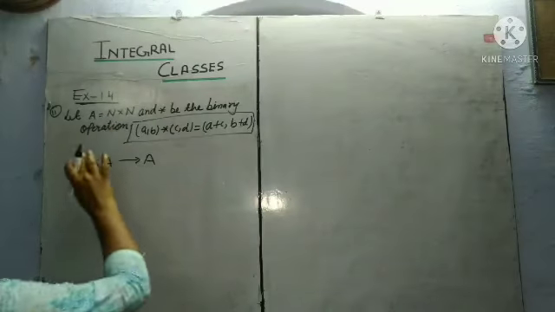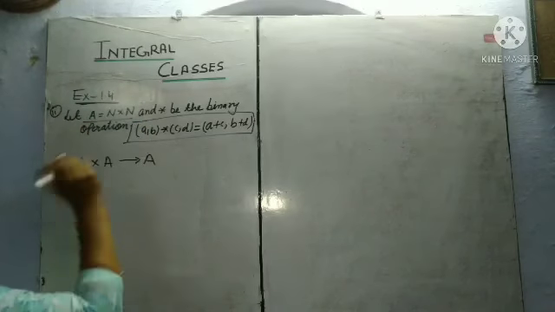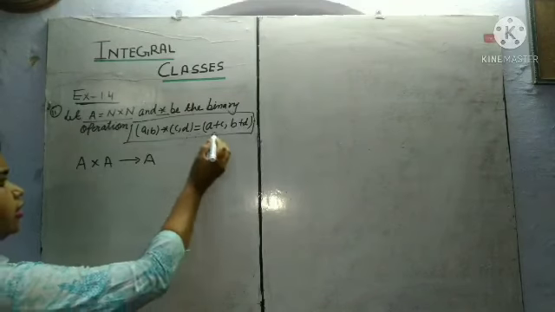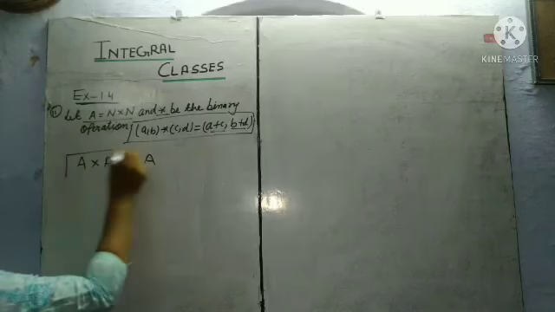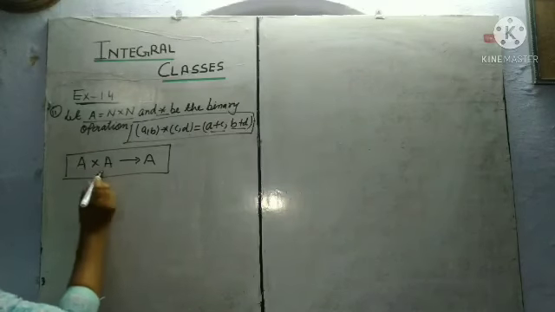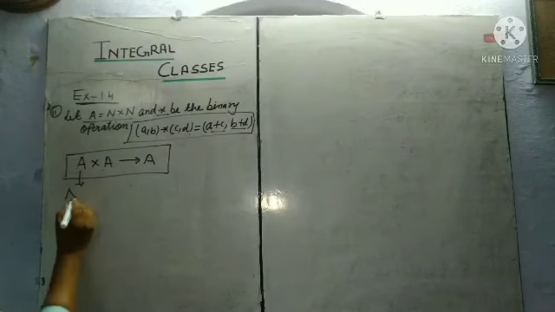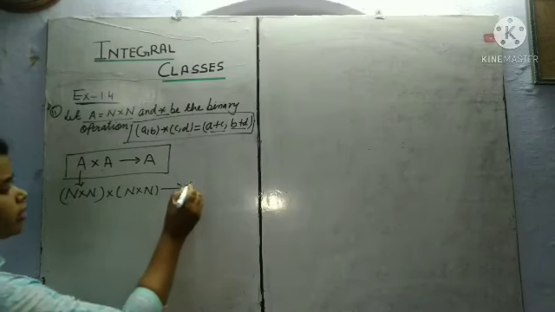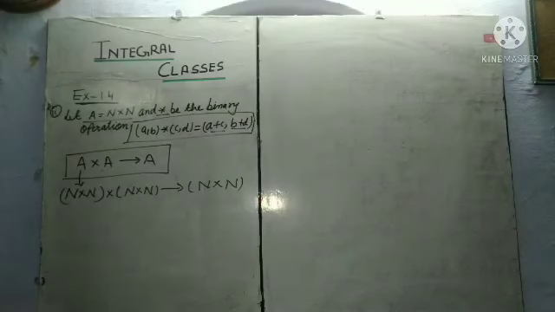Question number 11. We are given A is a set, and star is a binary operation. We define (A, B) star (C, D) as (A plus C, B plus D). Now we know that if a binary operation is defined on A cross A, then the result is also in A. It means we have N cross N, so N cross N cross N cross N, then we will get the result also N cross N, as we observe here.